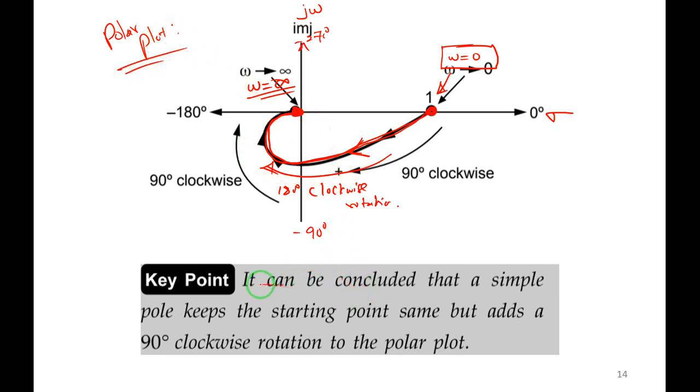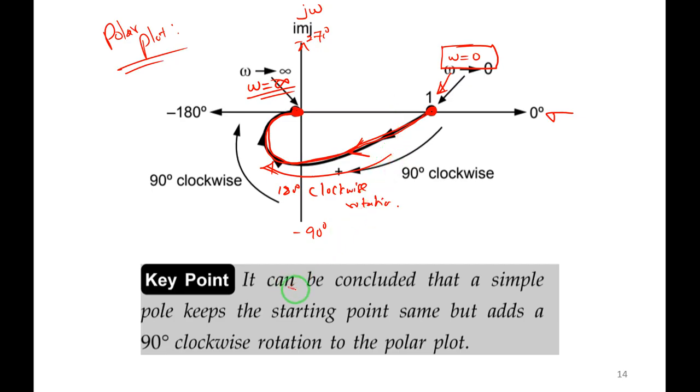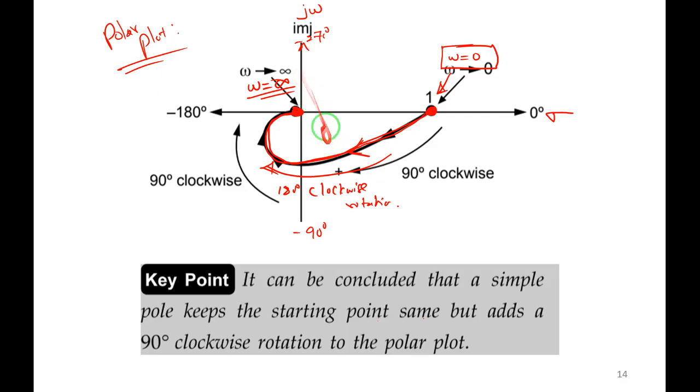So once again, we will make some observation. If I add one pole at origin, two poles at origin, here if I add one simple pole, if I add two simple poles, what will happen? Just a conclusion we will make. It can be concluded that a simple pole keeps the starting point same. Starting point means this one, it is the same. See here, if I take 1 by ts, the starting point is here only, on the real axis, 0 degree. If I add one more simple pole, the starting point is still at 0 degree. Starting point is not going to change. So it can be concluded that a simple pole keeps the starting point same.